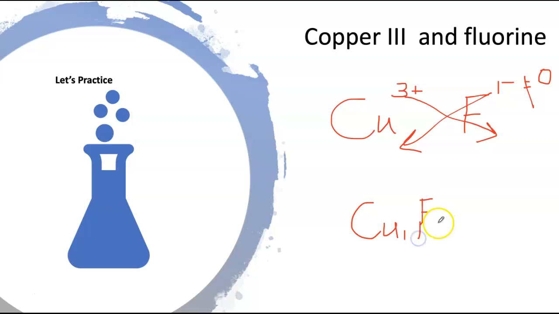So it would become Cu1F3. And now, of course, since we've used that cross rule, we need to reduce. So we've got 1 and 3. Obviously, what we don't need here is that number 1. So there's your formula, CuF3. Now keep in mind that that 3 originally came from our copper, so that tells us that that copper was a 3+ charge.